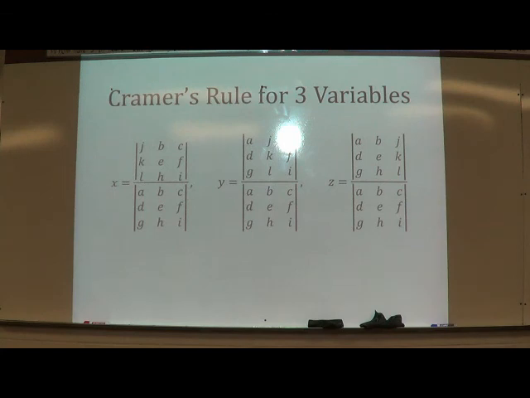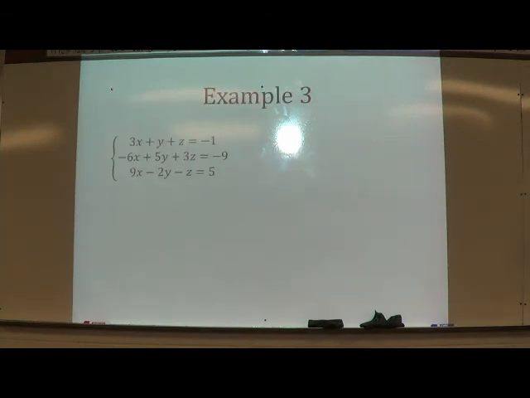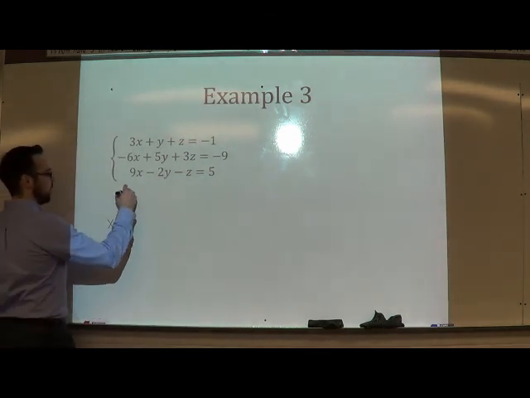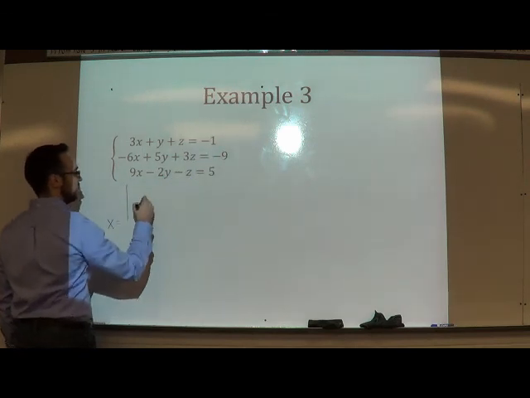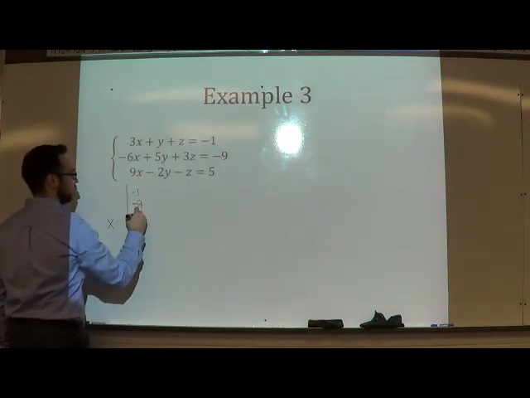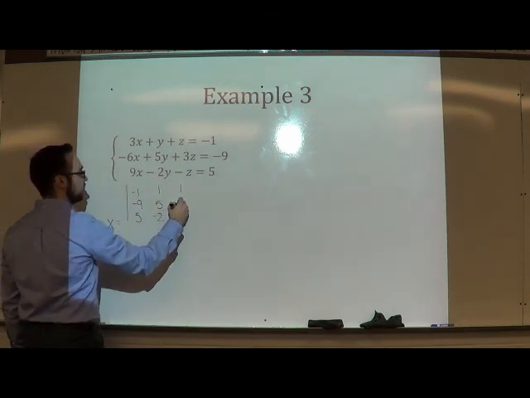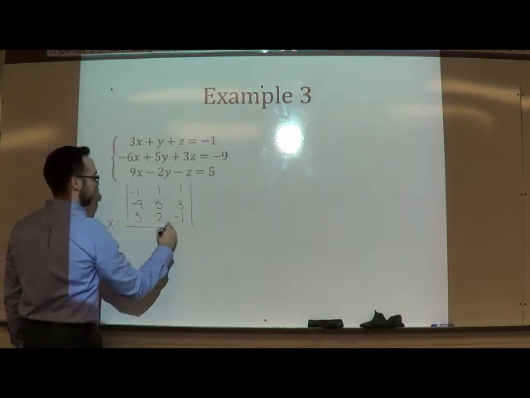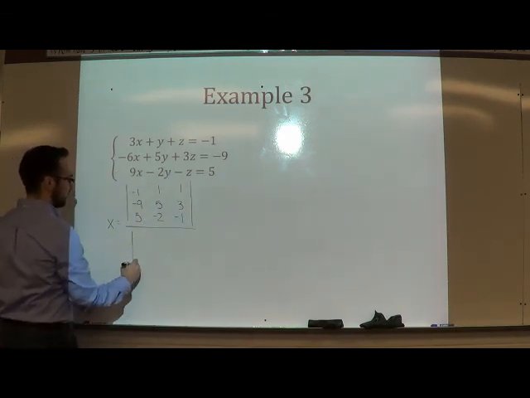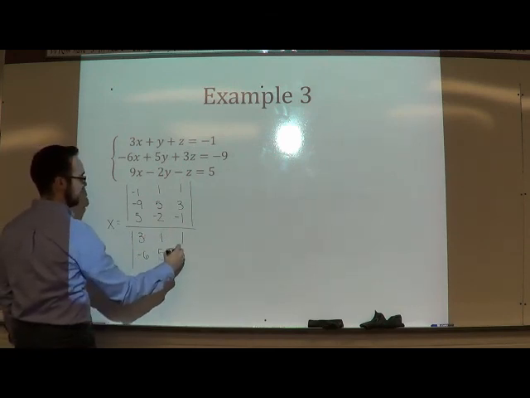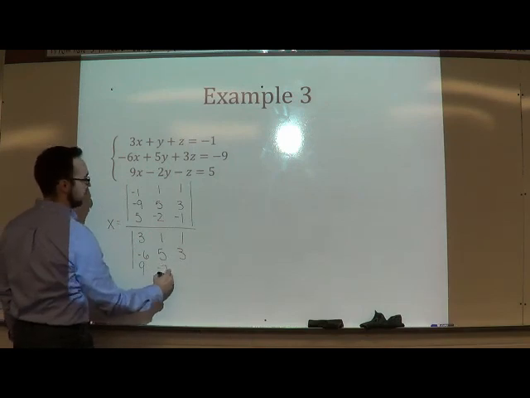So let's take a look at this 3 by 3 determinant. We're going to go ahead and solve this using our 3 by 3 determinants. So we have x equals, and I'm going to replace this one with the negative 1, negative 9, and negative 5. And then we have 1, 5, negative 2, 1, 3, negative 1, all over, and then we just take these 9 numbers on this side. So we have 3, 1, 1, negative 6, 5, 3, and then 9, negative 2.